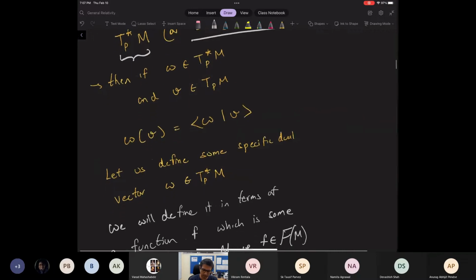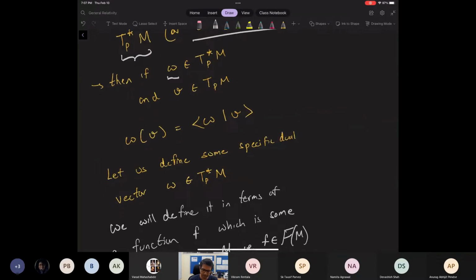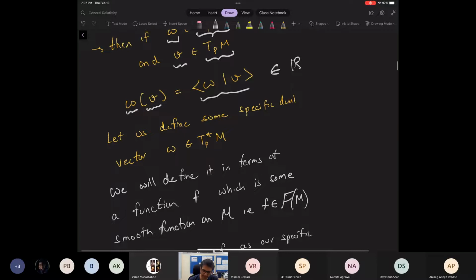If there is a vector omega which belongs to this dual vector space TP star M, and a vector V which belongs to TPM, then we define an operation. The dual vector acts on the vector V and gives you an inner product which belongs to the real numbers. This is a real vector space, as opposed to the complex vector space of quantum mechanics, where the result of this inner product can be a complex number.